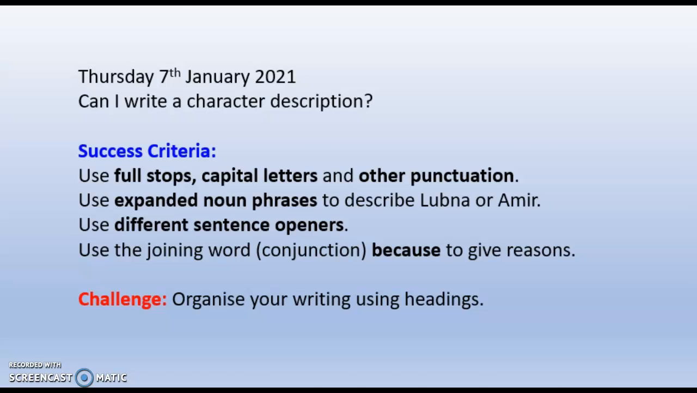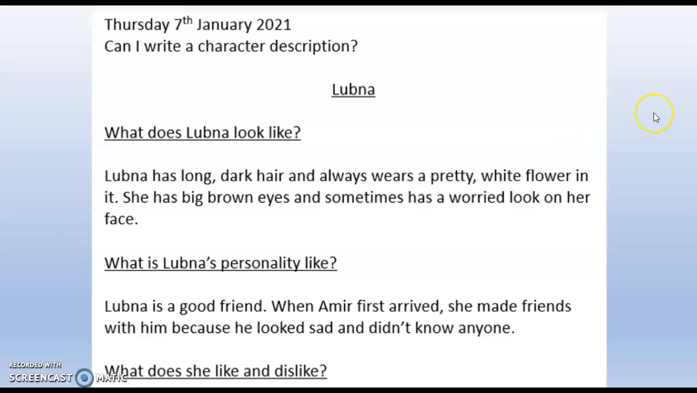And I wonder if you are going to be able to spot whether I've done those things. So as you can see, this is the beginning of my character description. I've chosen to write about Lubna, so I've put her name at the top and I've underlined it. And you know how much I like straight lines, so try to use a ruler when you're underlining your headings. Then I'm going to describe what Lubna looks like.